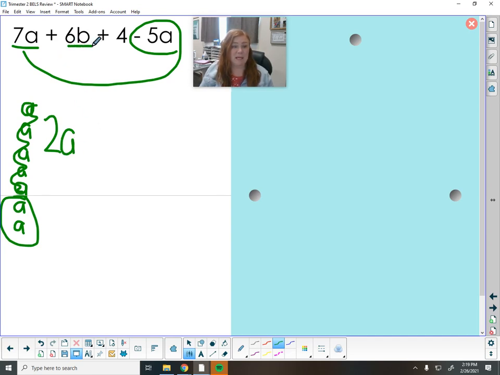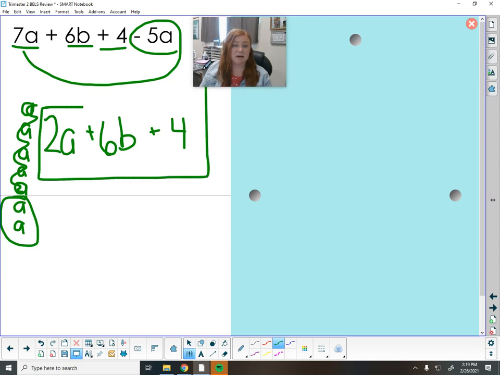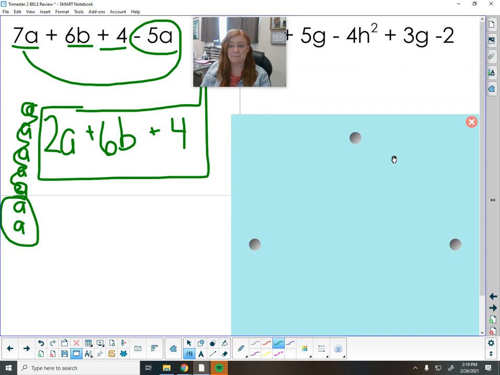Do we have any more B's? No, so we just do plus 6B. Do we have any more numbers? No, plus 4. So we can't put A's and B's together. We can't just put a number without a variable. So our equivalent expression is 2A plus 6B plus 4.